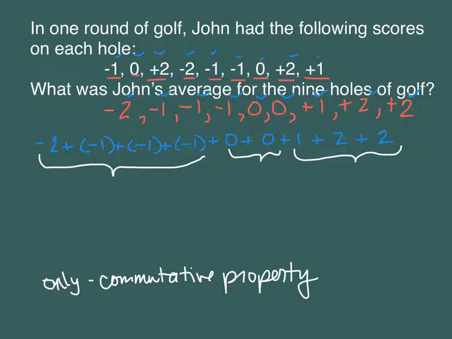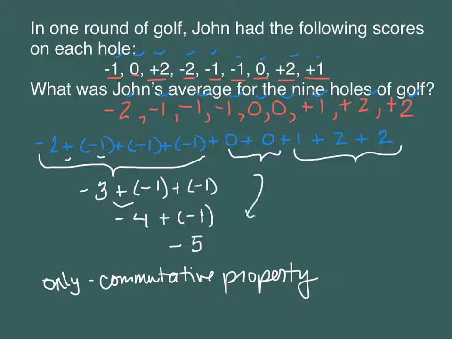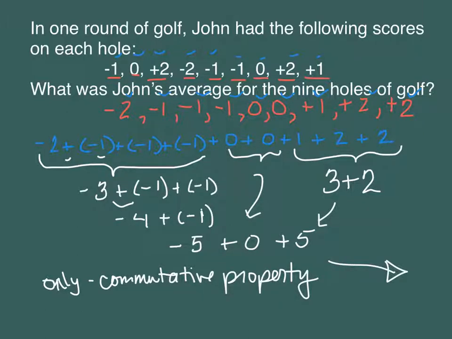So here I've got negative 2 plus negative 1 is negative 3. Bring down the rest. And you'll notice that I'm still funneling down, even though I'm now approaching it a little bit differently. Negative 3 plus negative 1 is negative 4 plus negative 1. And negative 4 plus negative 1 is negative 5. Bring this down. This is, of course, 0. 1 plus 2 is 3 plus 2. And 3 plus 2 is 5. So I'm actually going to now take this onto my next page.